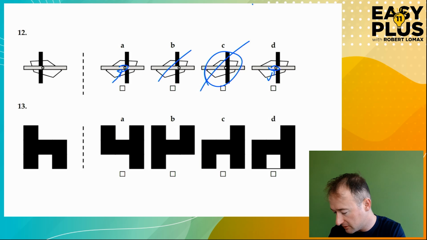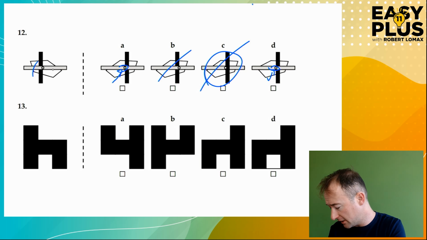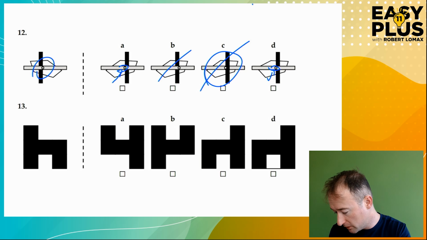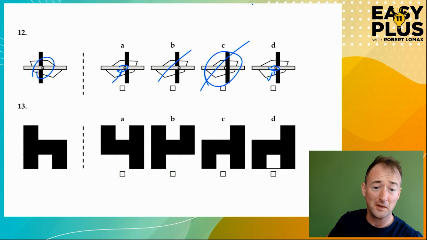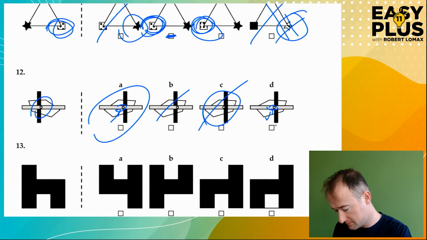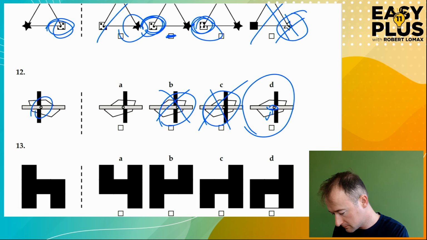This isn't a reflection. So remember, we're just reversing things across the mirror line. Okay, so over here, that dot is on the right-hand side of the black bar. So once we flipped over the mirror line, it's going to turn up on the left-hand side, which is why we're looking at possibilities like this and this, but not this here.